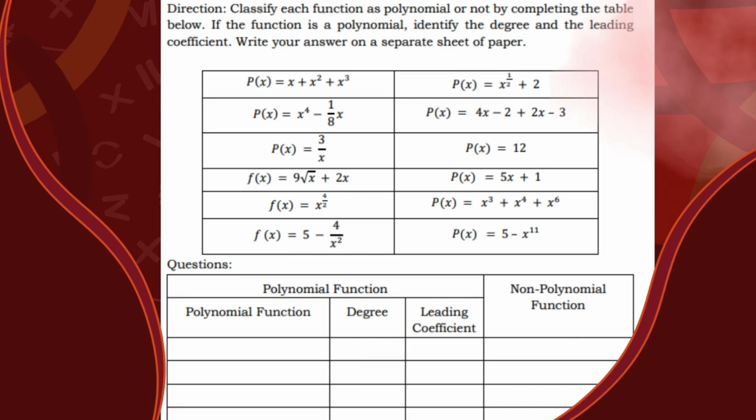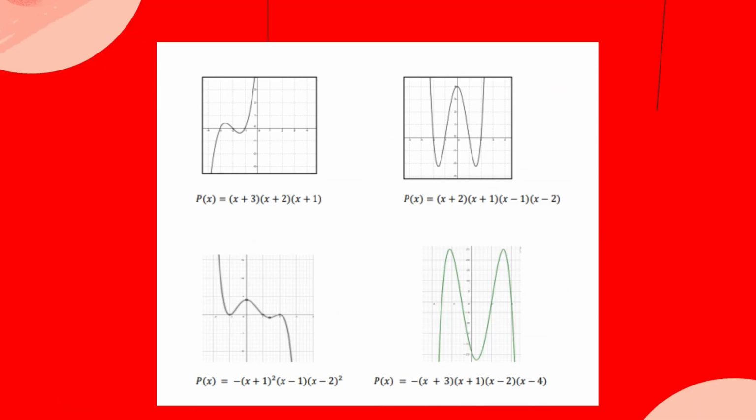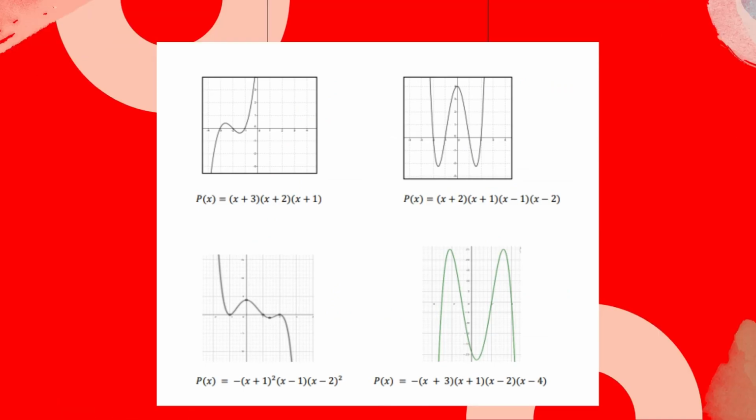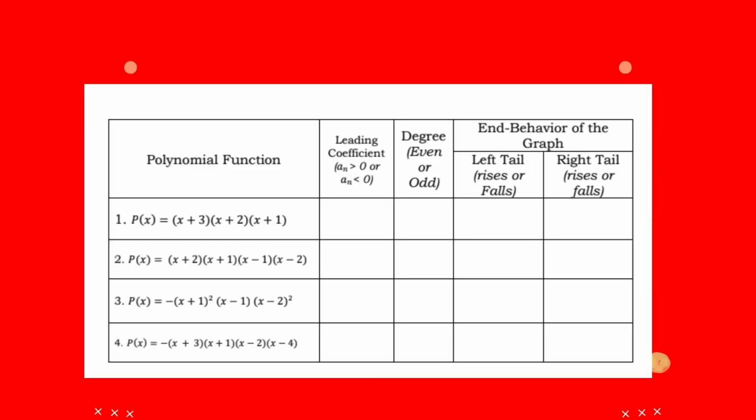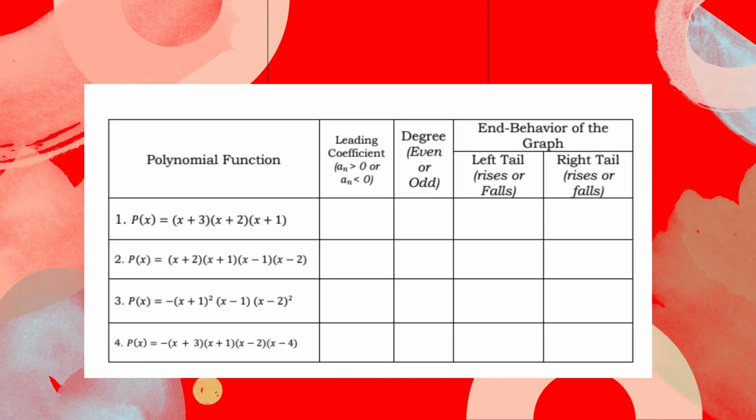To further understand the relation of the degree and the leading coefficient to the end behavior of graphs, let us observe these figures to complete the following table. In the first polynomial function, the degree is 3, an odd number, the leading coefficient is 1, a positive integer, and as you can see, the graph falls to the left and rises to the right.